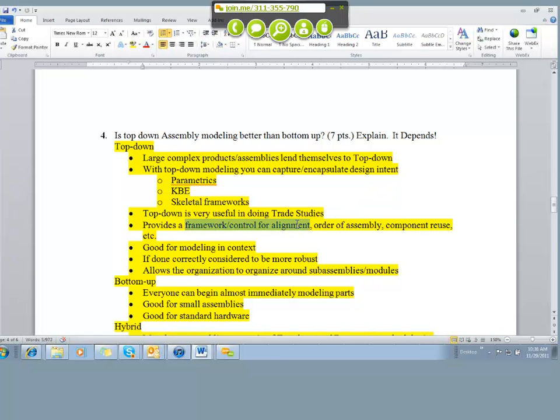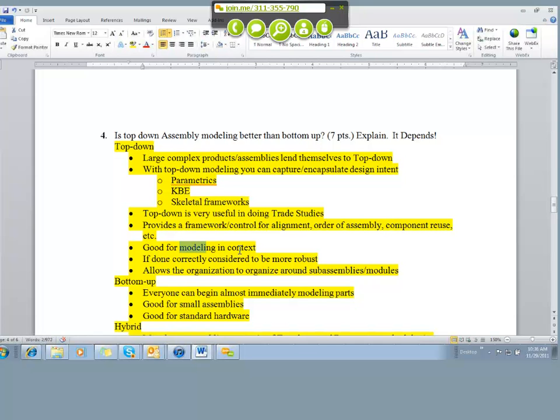It really provides a framework for control of alignment. It really works with helping you control the order of assembly. It is designed to make heavy reuse of components and objects.